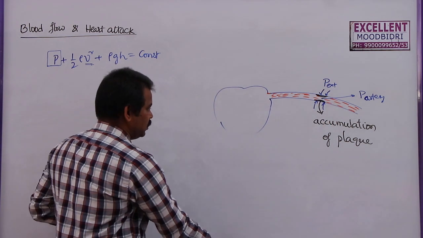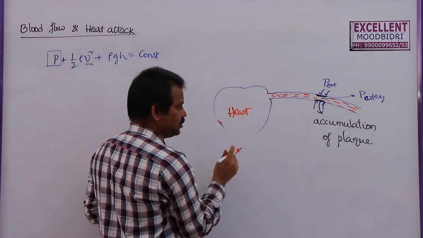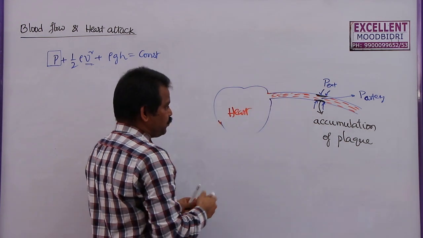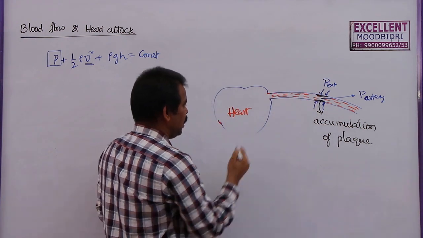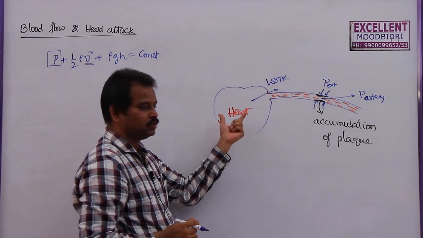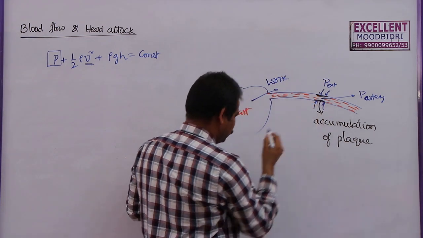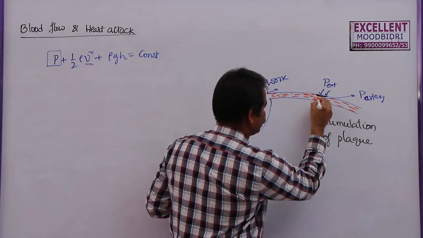So due to this, the activity of the heart will still increase. That means the heart will try to pump this blood through that small passage. Due to this, the heart will do more work. As the heart is doing more work, the blood will try to flow through this small passage.